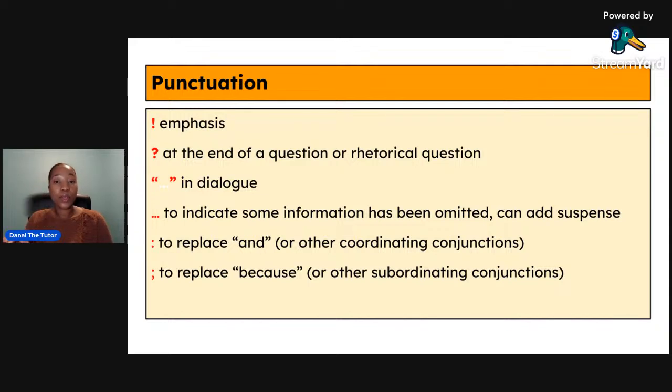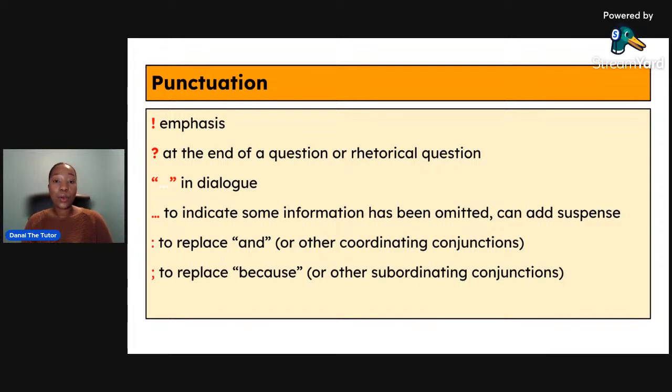Right, next, punctuation. You're marked on your accurate use of punctuation, but also the range of punctuation, meaning go beyond full stops and commas. Of course, you need those and apostrophes, but you need a range. So things that you can use to show that range are exclamation marks for emphasis, question marks at the end of a question or rhetorical question, quotation marks in dialogue, and ellipses, those three dots to indicate some information has been omitted. This can actually add suspense.